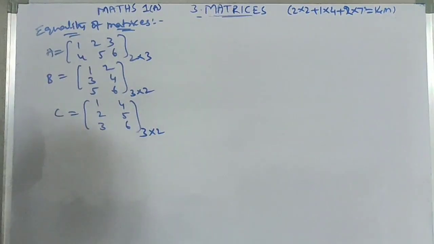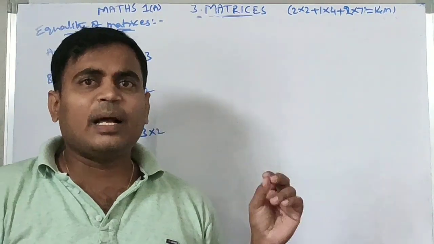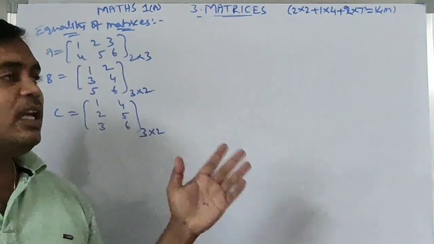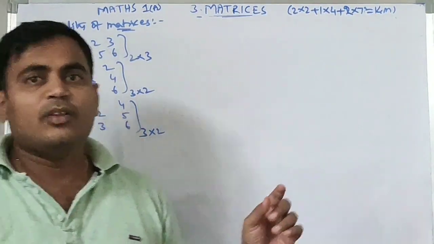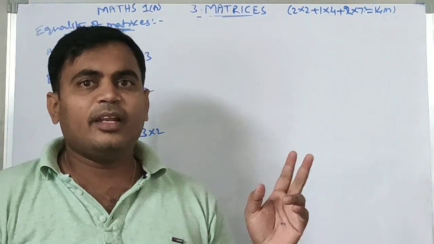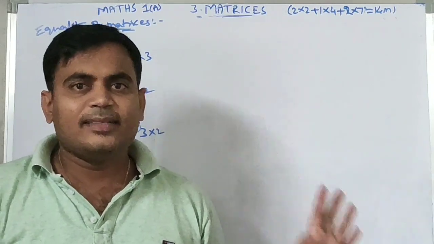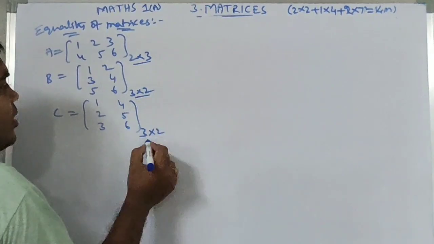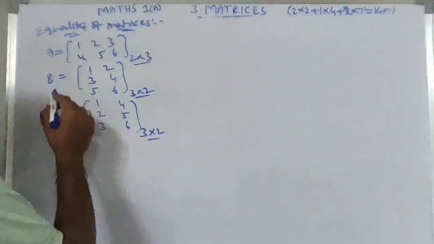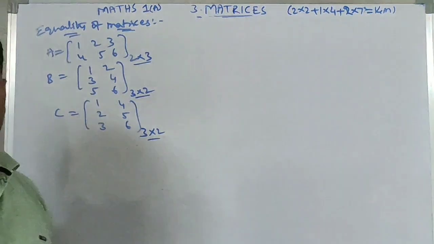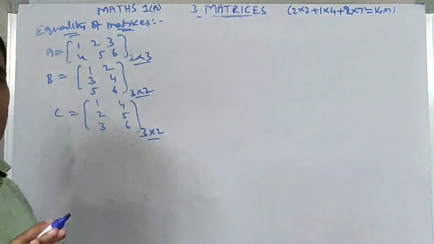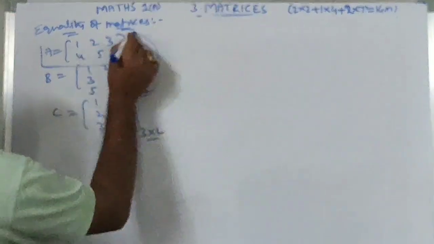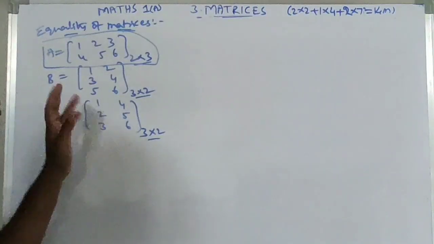Next, two matrices are comparable first. I am not talking about equality yet, just comparable. Two matrices are comparable when their orders are the same. The order of A is 2 by 3, B is 3 by 2, and C is 3 by 2. So A is not comparable with B and C at all. So A is removed now. Now B and C.